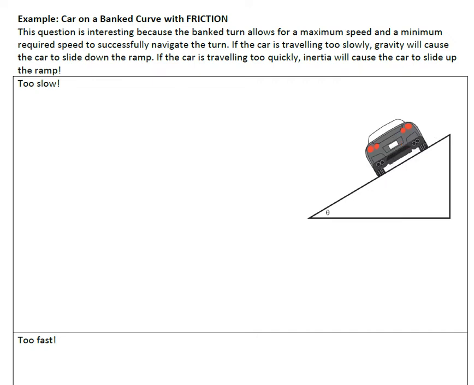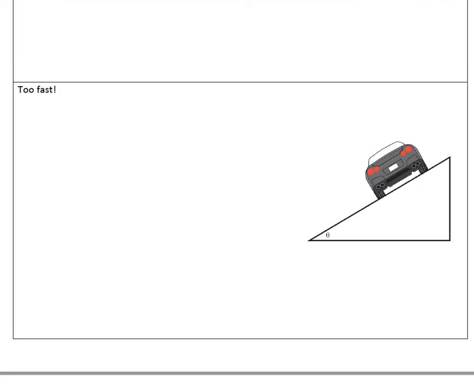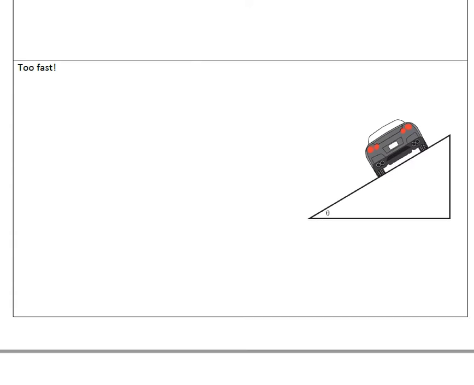So let's scroll down. If we're going too fast, inertia would want to take us up the ramp. So the radius wants to become bigger. What that means is force of friction is actually going to be acting down the ramp to oppose that. So force of gravity is still down. Normal force is up and to the left still. Here's our theta. That's theta.